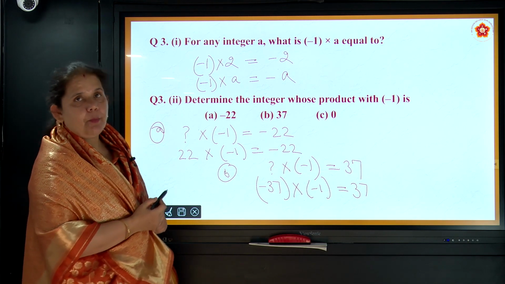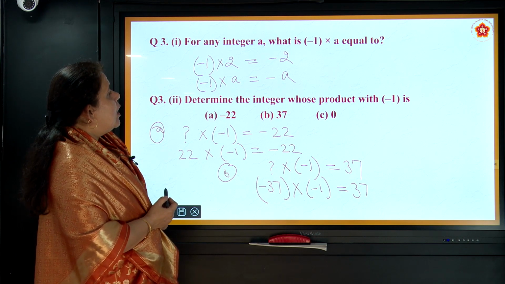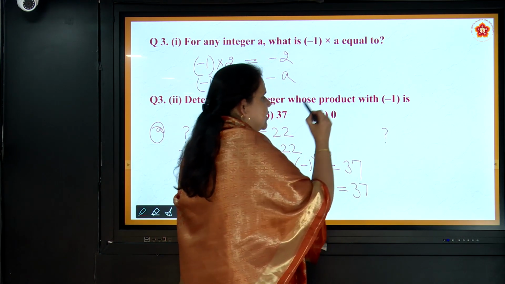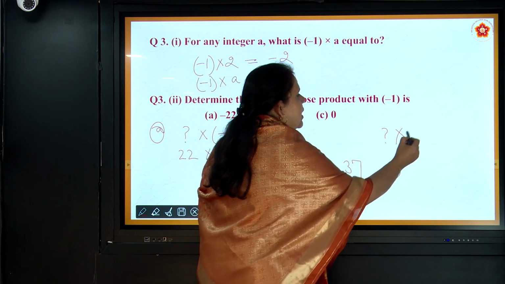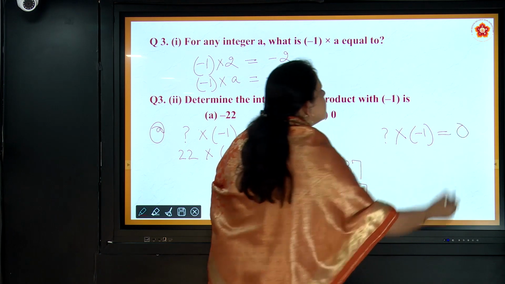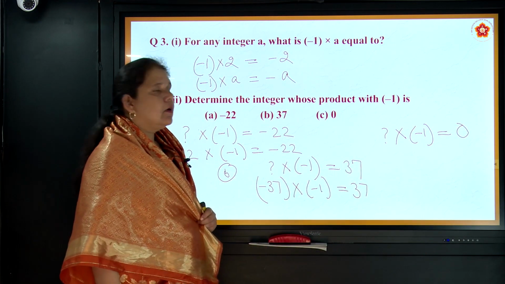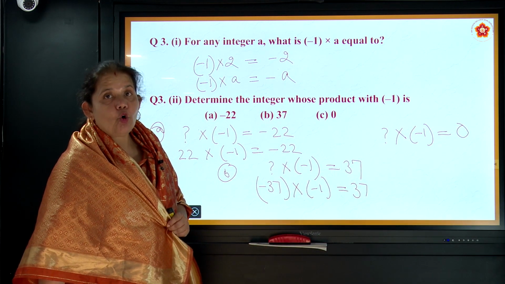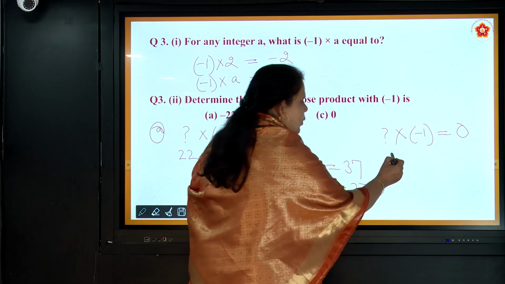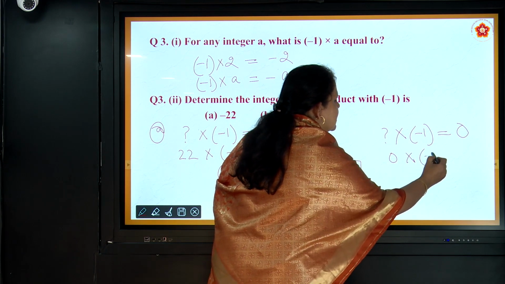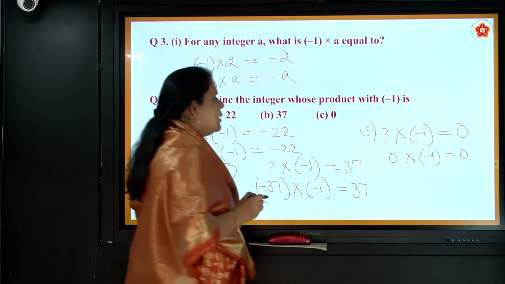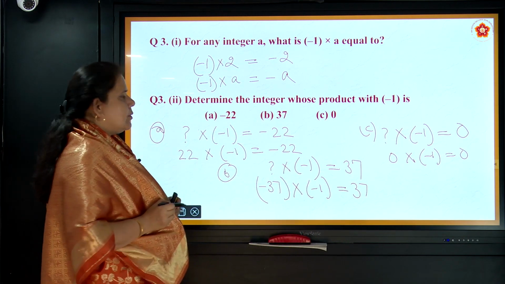Now what about the third part? We have to find an integer which when multiplied with minus 1 gives the answer 0. We can get the answer 0 only if one of the numbers is 0. So our answer is 0. This is the third part of the question.